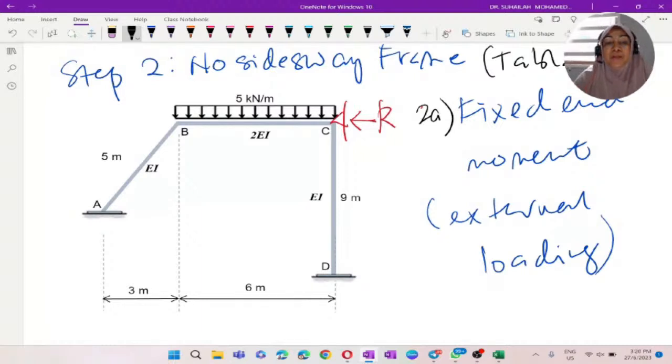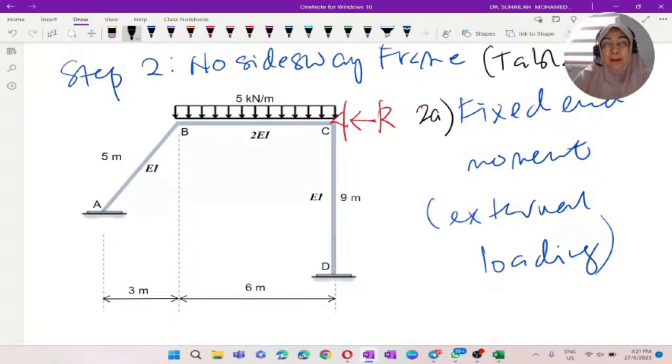This is step number 2, the no side sway frame, for table number 1. For table number 1, we calculate the fixed end moment due to external loading only, because this frame is now a properly restrained frame. Remember the definition of a no side sway frame: number 1 is symmetry due to loading and geometry, and number 2 is properly restrained. Now we have changed this unsymmetrical frame to a properly restrained frame.